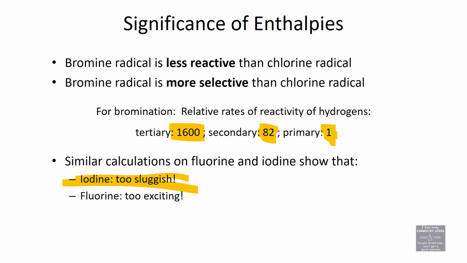Iodine, it's too slow to do this. The iodine radical is so stable itself that it doesn't really abstract hydrogens like this. Fluorine is too exciting, as in it would pluck hydrogens off of a lot of places all the time. Fluorine chemistry, it can get kind of scary.